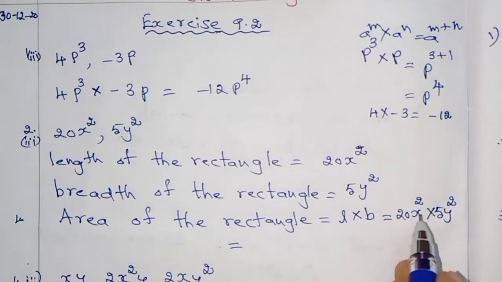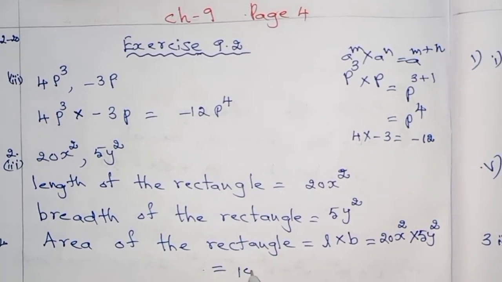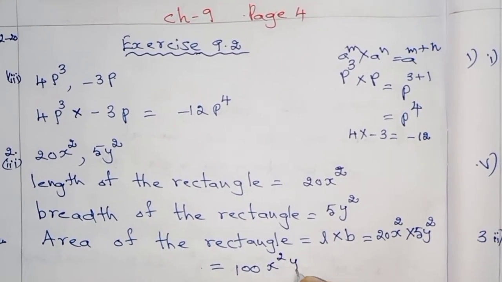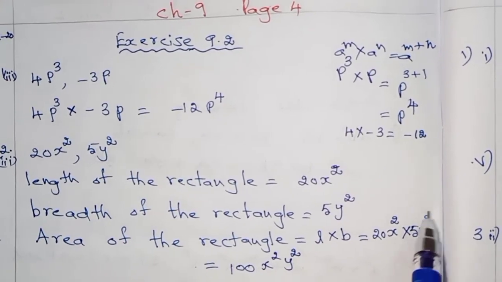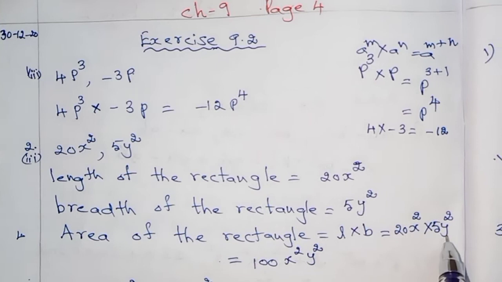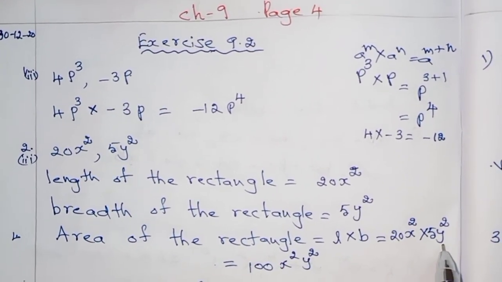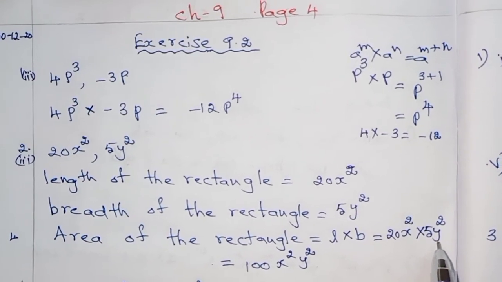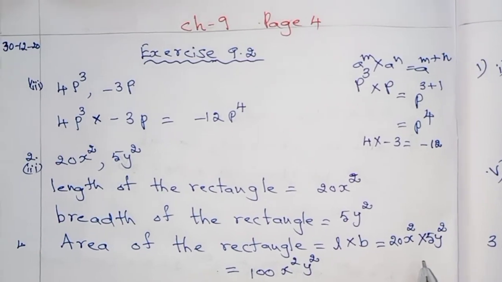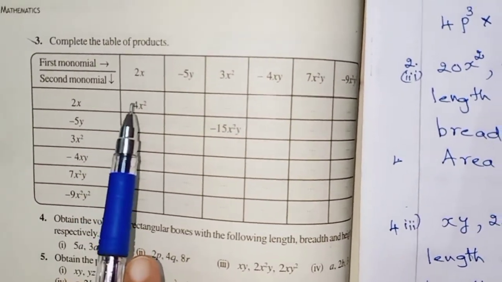First multiply the coefficients: 20 into 5 is 100. X square into y square is x square y square. We can add the powers only when the base is the same. But here the base is different: here it is x and here it is y. So you can add the powers only when you have the same variables. This sum you can do as homework.